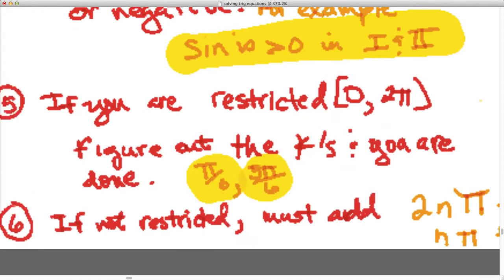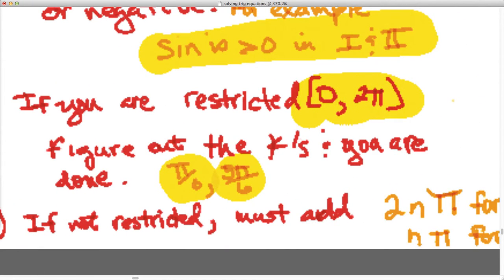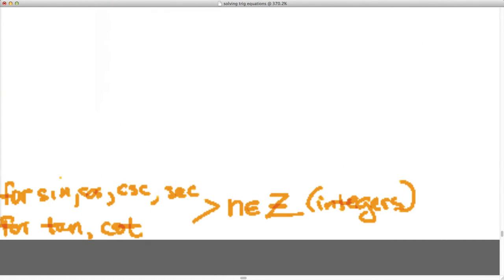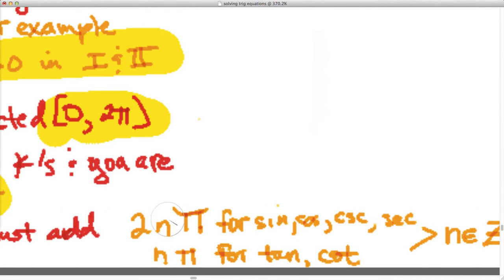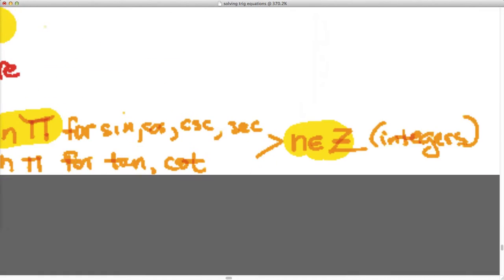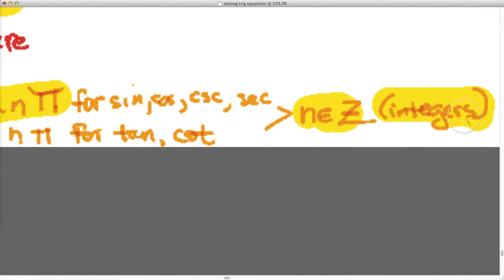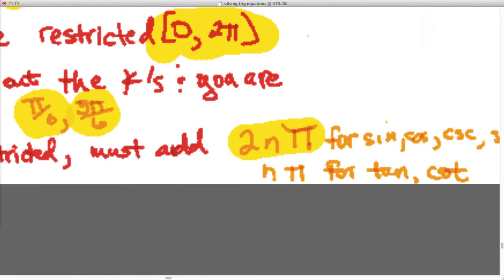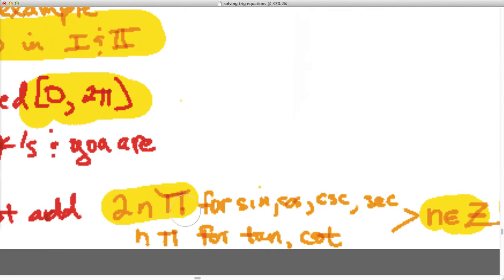Now, if you're not restricted to 0 and 2 pi like we were in the other one, you'd have to add, in this case, a 2n pi, where n is an element of the integers. If you remember, the integers are the positive and negative whole numbers. So the 2 pi is for these four: sine, cosine, cosecant, secant, the reciprocals.